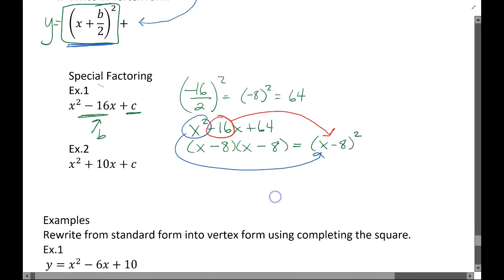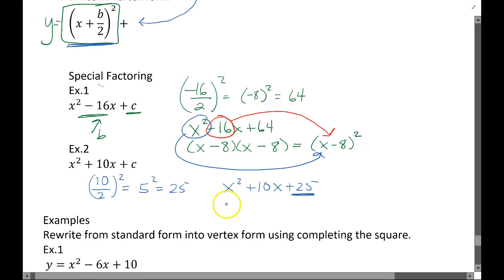So let's look at the next example here. So our b value is 10, so 10 divided by 2 squared is 5 squared, which is 25. So we have x squared plus 10x plus 25. Again, that value that we add here is always going to be positive because we're squaring, and squaring a positive or a negative is going to give you the same result.